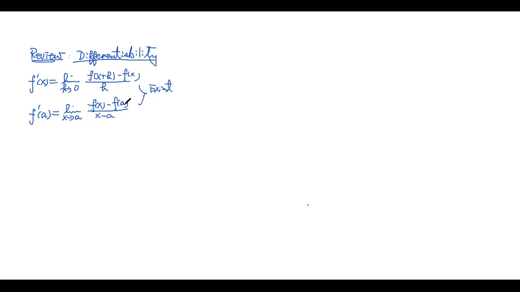First, we know f prime of x is the limit as h approaches 0 of f of x plus h minus f of x, all over h. If this limit exists, then we say f prime exists. Or if you want to check at a specific point, x equal to a, you can use this limit definition: the limit as x approaches a of f of x minus f of a, over x minus a. If those limits exist, then we say it's differentiable.